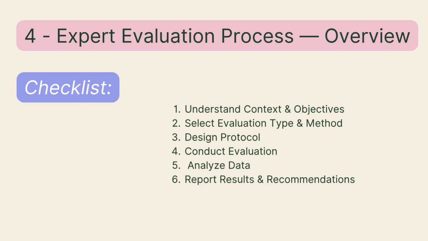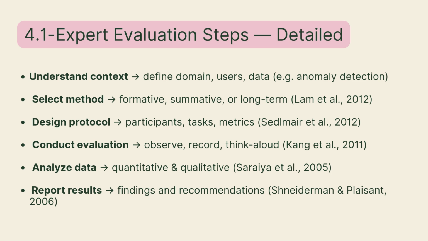The expert evaluation process usually follows six main steps: understand the context and objectives, select evaluation type and method, design the protocol, conduct the evaluation, analyze data, and report the results and recommendations. This process ensures structure and scientific rigor throughout the study. Here is a more detailed view of each step with a real example.